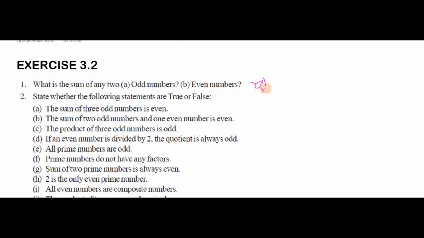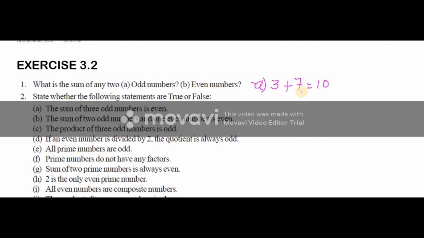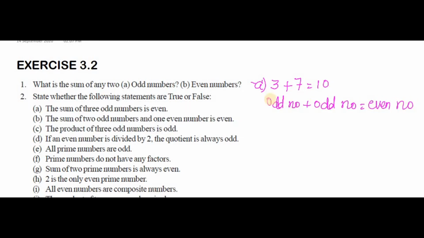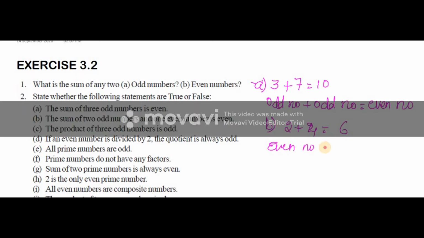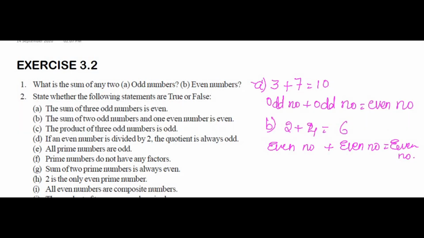So I'm just considering an odd number is 3 and one more odd number is 7. So we got 10. So odd number plus odd number will give you an even number, and even number plus even number, so 2 plus 4 we will consider 6. 6 is also an even number. Even number plus even number is equal to even number. Okay, so let's go for the next.